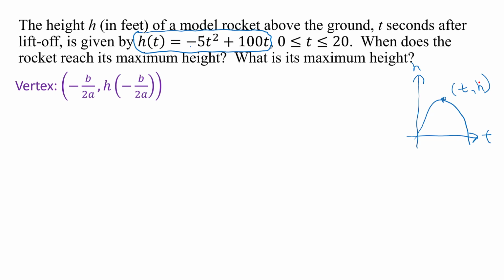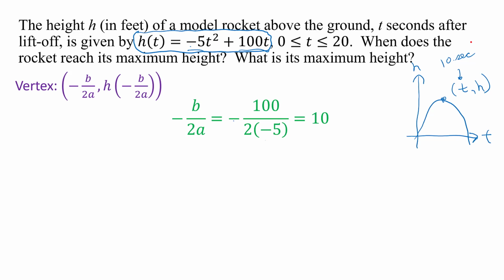So to find the vertex, we can use the formula negative b over 2a, h of negative b over 2a. So negative b over 2a is negative 100 over 2 times negative 5. That's negative b over 2a, and this is equal to negative 100 divided by negative 10, which would give us positive 10. And that's going to give us the t value here. So the t value at the vertex is going to be 10 seconds.